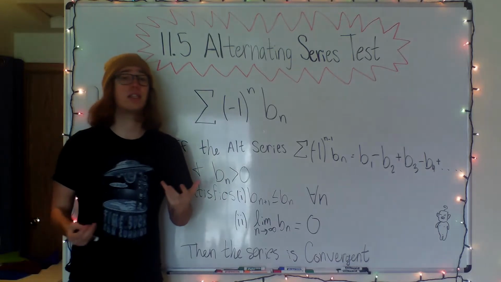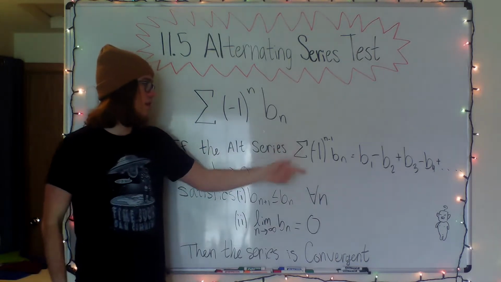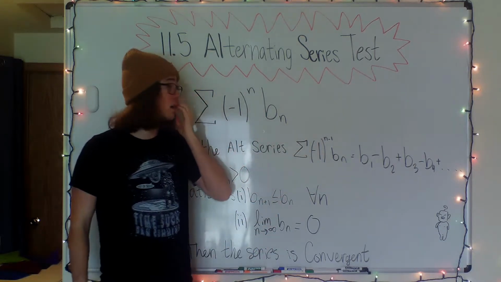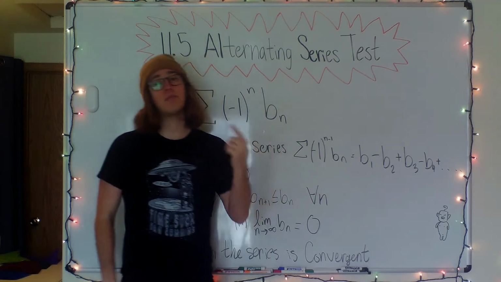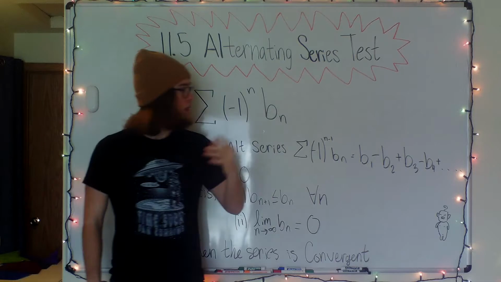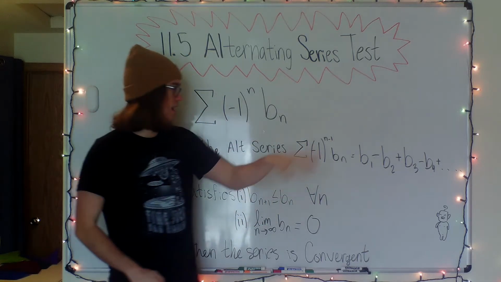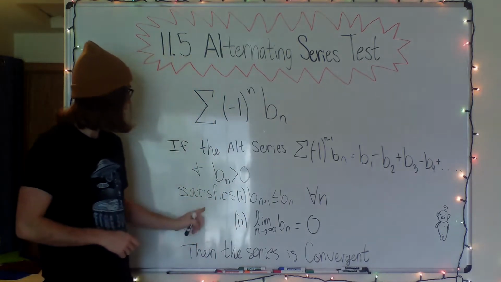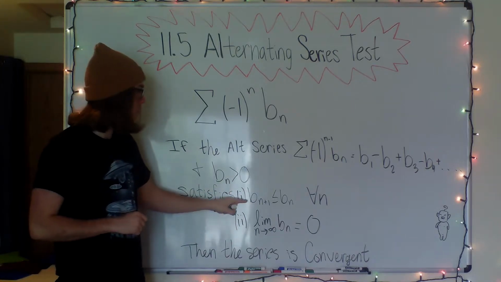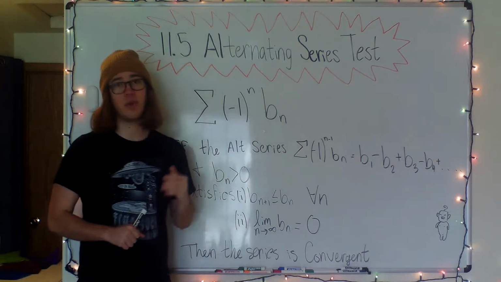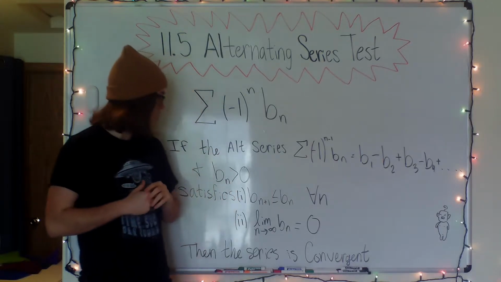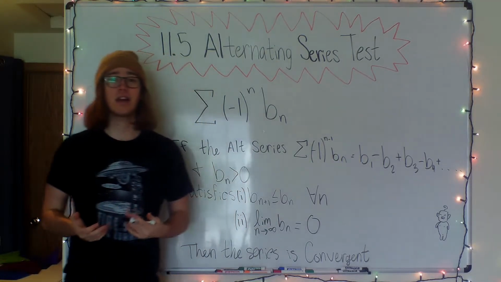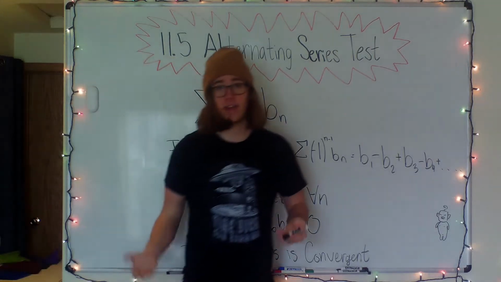So we get the alternating series test. If the alternating series, the sum from 0 to infinity, or maybe 1 to infinity, of negative 1 to the n minus 1 times b sub n is equal to b1 minus b2 plus b3 minus b4 plus b5 minus b6, yada yada yada, and b sub n is greater than 0 for all n. If it satisfies both these properties, 1 and 2, b sub n plus 1 is less than or equal to b sub n for all n, and the limit as n approaches infinity of b sub n equals 0, then our alternating series is in fact convergent.